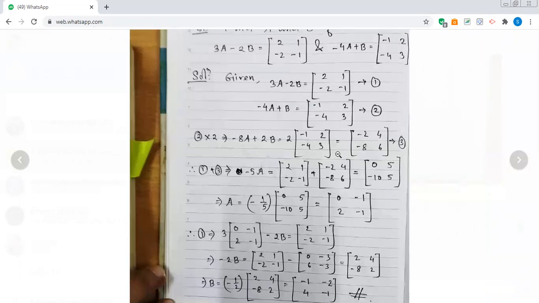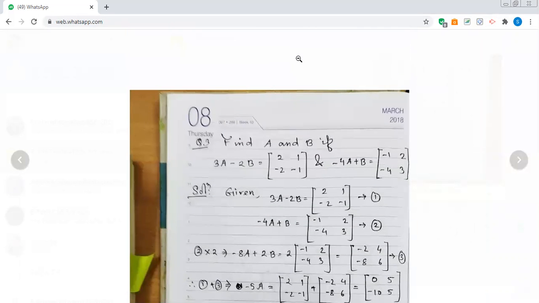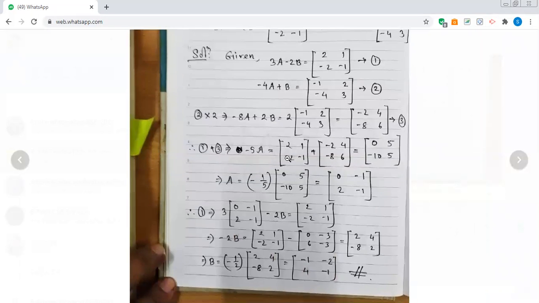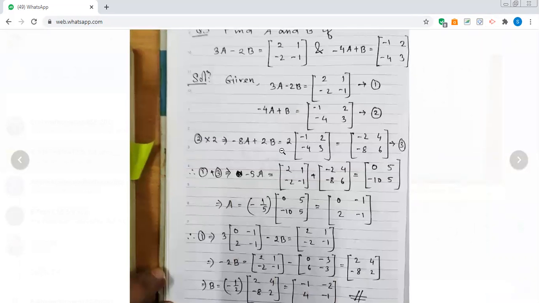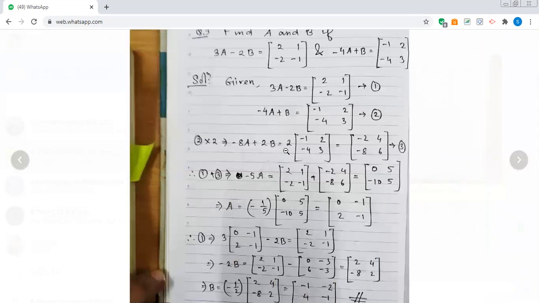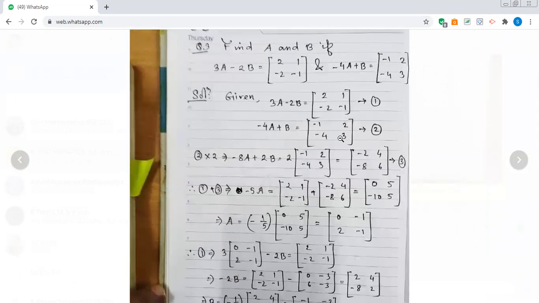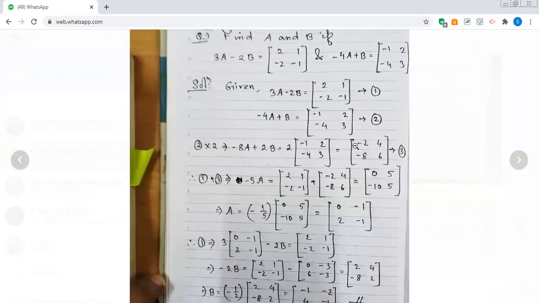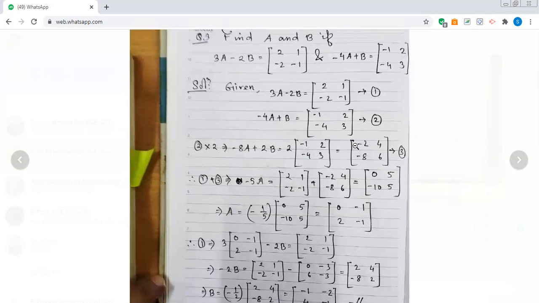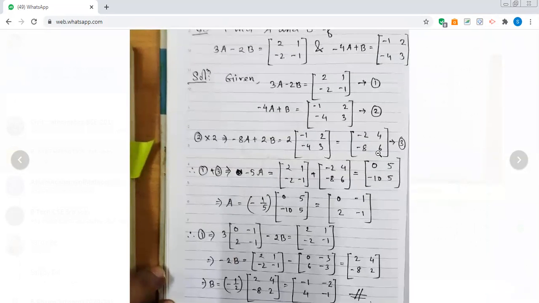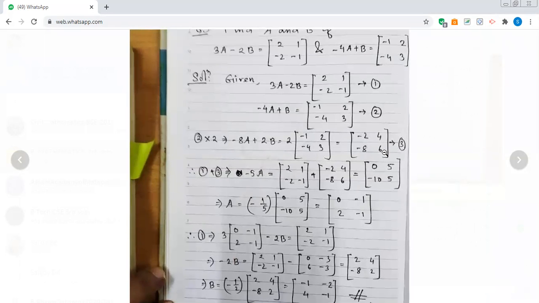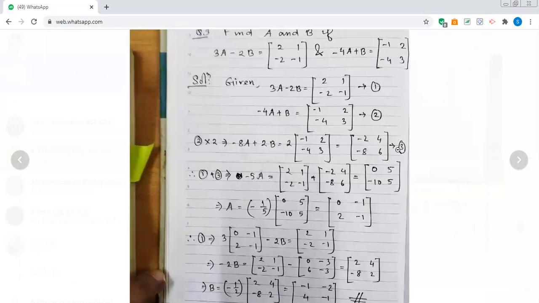After multiplying equation number 2 by the number 2, what will you have? Minus 8A plus twice B equals 2 into that matrix, minus 1, 2, minus 4, 3. So 2 into minus 1 is minus 2, 4, minus 8, 6. That is the application of scalar multiplication. So we got that, we marked that equation 3.